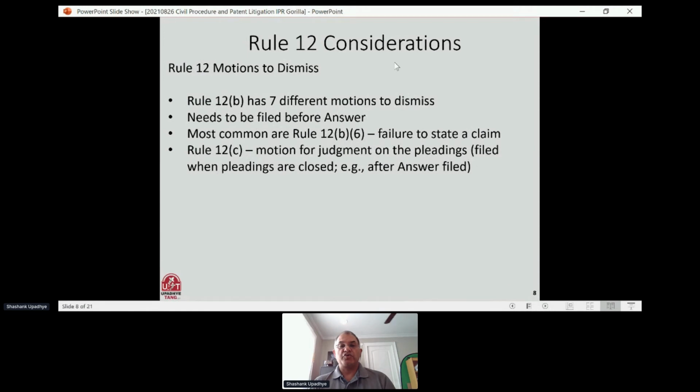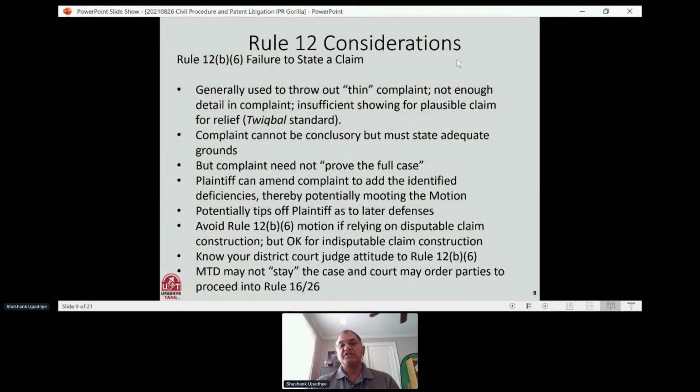So let's talk about Rule 12 motions. There's Rule 12 in the Federal Rules of Civil Procedure. There are 7 different kinds. They need to be filed before the answer. And the most common is the Rule 12(b)(6), failure to state a claim, or the Rule 12(c), motion for judgment on the pleadings. Now, we're going to talk about those in a little bit of detail in a second. And the Rule 12(c) motion is filed after the pleadings are closed, whereas a Rule 12(b)(6) motion is filed before the pleadings are closed.